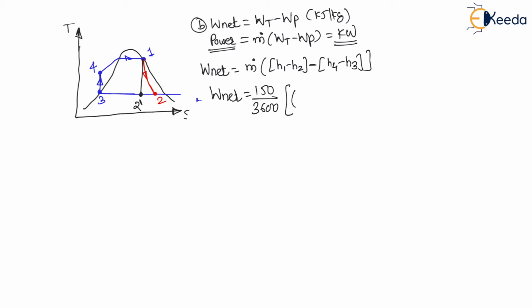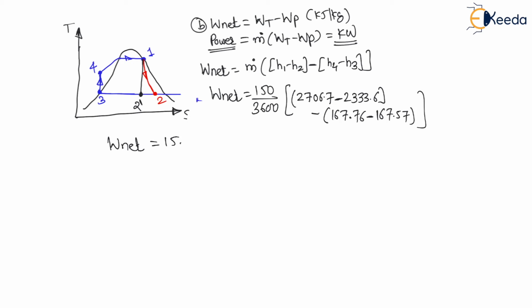into, now H1 we have calculated, which is nothing but 2706.7, minus H2 also we have calculated, which is nothing but 2333.6, minus H4 also we have calculated, which is nothing but 167.76, minus S3 also we have calculated, which is nothing but 167.57. So let us put all these values and let us solve for this W net. Therefore, my dear students, this W net I will get equal to 15.55 kilowatt, because here we have multiplied with mass flow rate, and as we have multiplied with mass flow rate, the answer will be in kilowatt. And this is the second question, that is to find net work output.